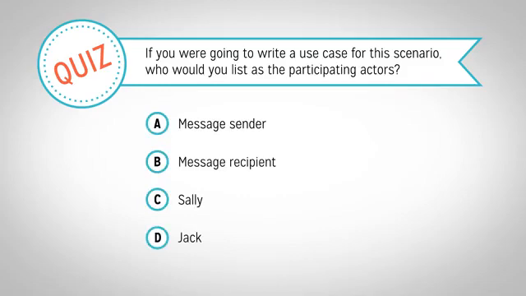When you define the participating actors, you want them to be in the general case, so you do not want to use the actual names. Even though Sally and Jack are the end users in this particular scenario, they will not be the end users every time the use case occurs. We want it to be more generalized. Message sender and message recipient are good actor names since both users are participating in this scenario. That means that answers A and B are the correct answers.